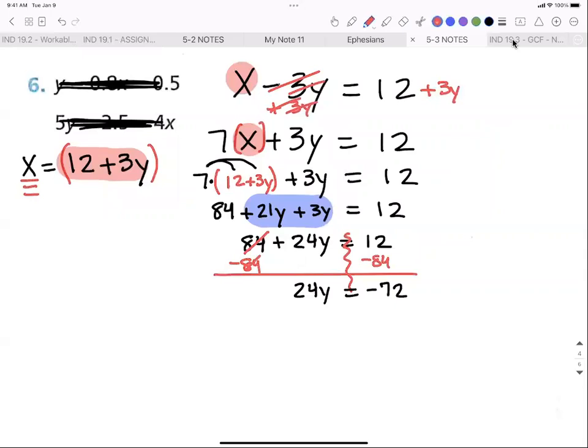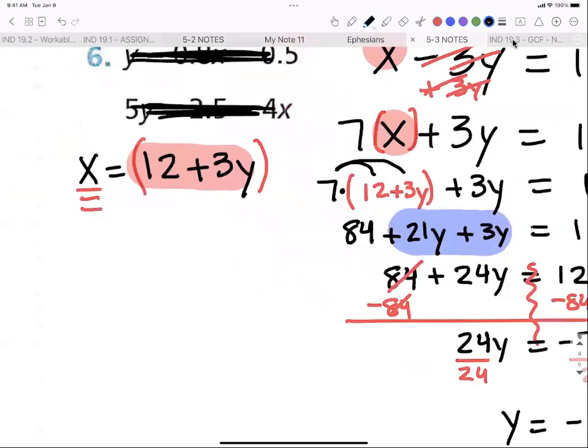Lastly, I'm going to keep getting y by itself. I'm going to divide by 24 on both sides. And I get y equals -3. Now I'm halfway home. I have part of my answer, right? I have the y value, but I still need the x value.